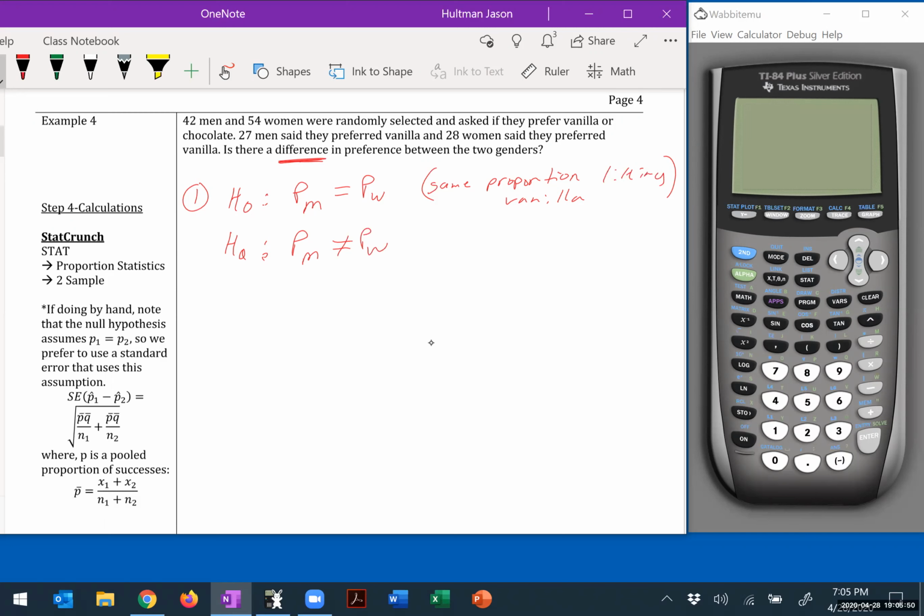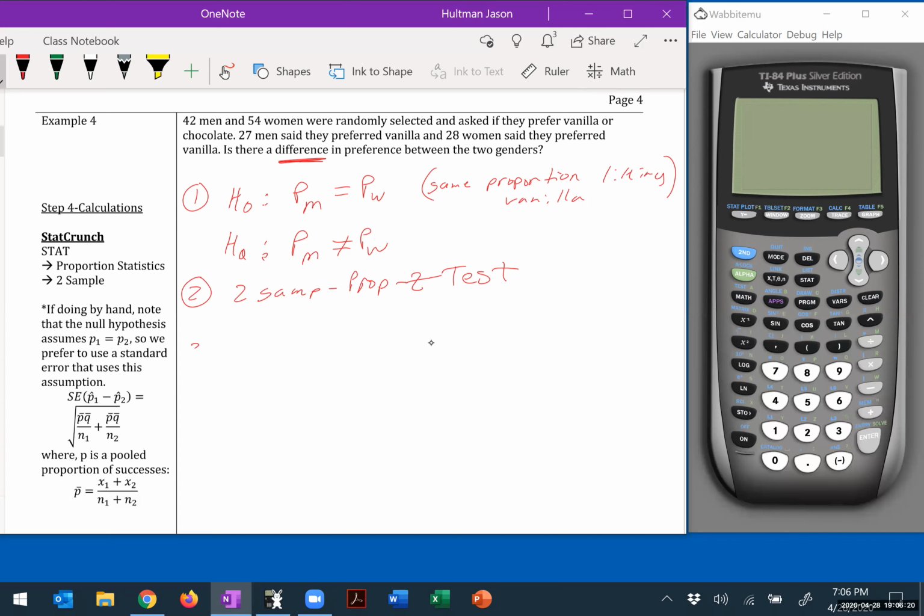Okay, so how can we test this? What's the test that we're going to use? We're going to use a 2-sample proportion Z test. It's really long. Okay, 2-sample prop Z test, proportion Z test.